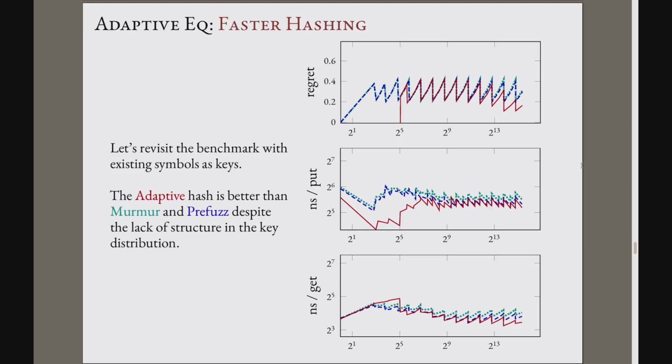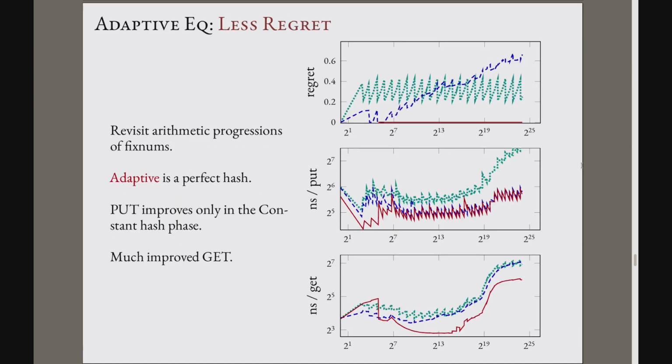Now you can see that this phase is much faster for insertions and not a whole different for lookups. But what's not plotted here is the GC impact, which is huge. Anyway, there is a 2% improvement due to adaptive hashing, pointer shift being faster and simpler and faster than prefuzz. Not really visible on the log scale that I use here. Right? For arithmetic progressions of fixed nums, being the keys, now adaptive is a zero regret perfect hash.